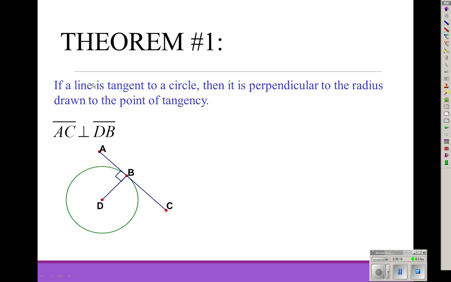So here's a theorem. If a line is tangent to a circle, and remember when a line is tangent to a circle, it touches the circle only once. The rule says that if it's tangent, then it is perpendicular to the radius drawn to the point of tangency. So if segment AC is a tangent, then radius DB is perpendicular to it. So that gives us right angles there.